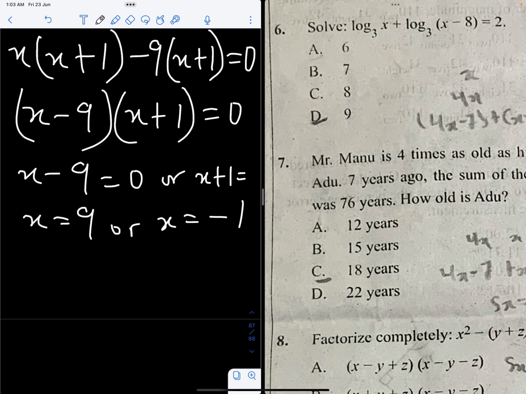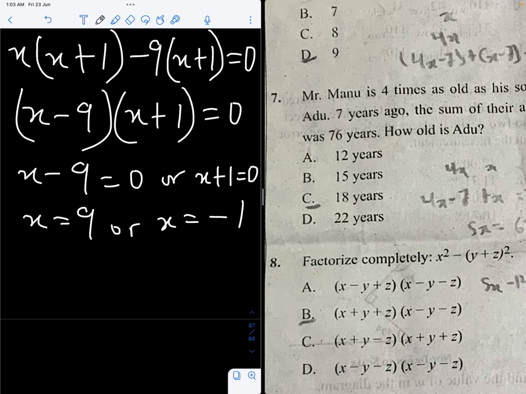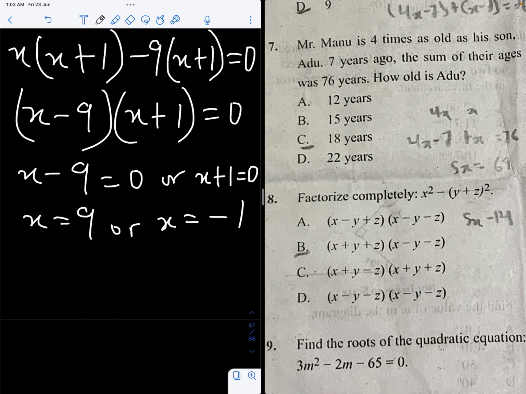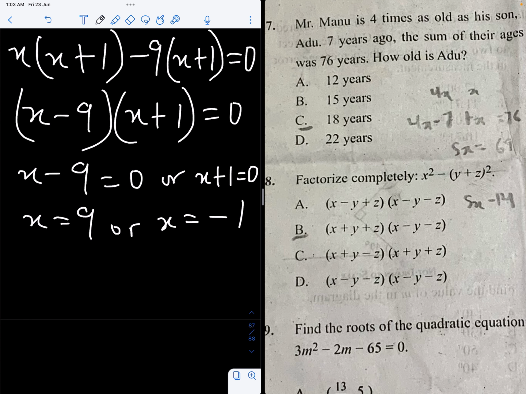Now that means x equals 9 or x equals minus 1. The options only show one of the solutions, and that's D, which is 9. So we go straight to the next, which is number 7. Let's see what's number 7. I'm sure that's a very simple question too. Now number 7.